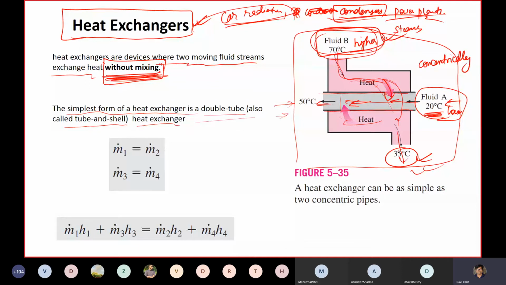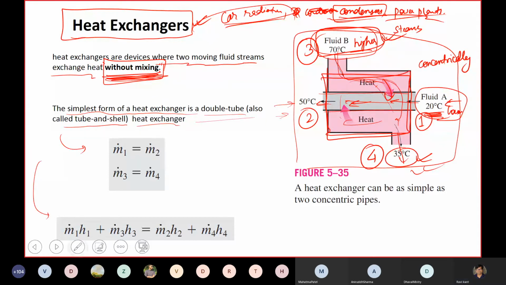Again, if we want to do the mass and energy analysis, mass is straightforward. Let's suppose this is your 1, this is your 2, this is your 3, and this is your 4. You consider your system as a control volume, as this one.